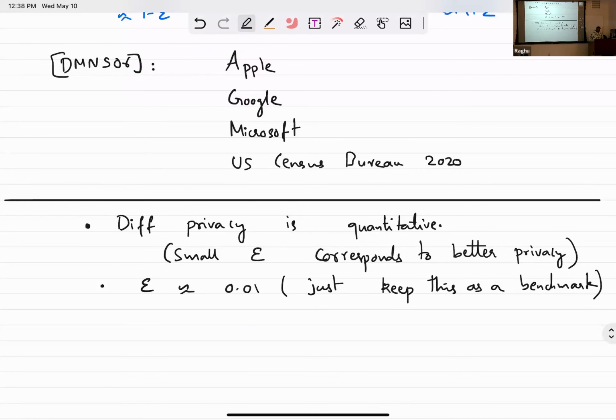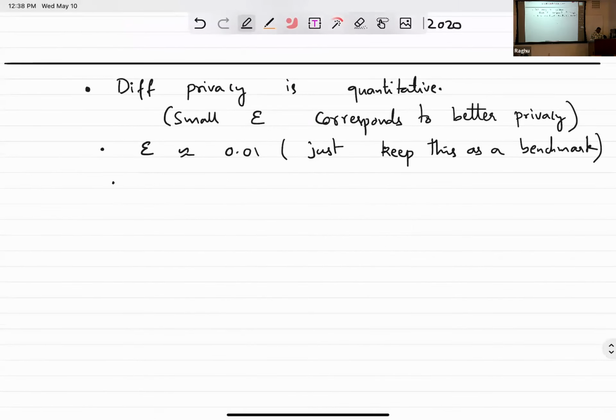And as I also said, it is a worst case guarantee over the databases. As we will see, we want the privacy to always be worst case, irrespective of the database, irrespective of what the other users do. Accuracy, we will allow assumptions. That's fine for us.